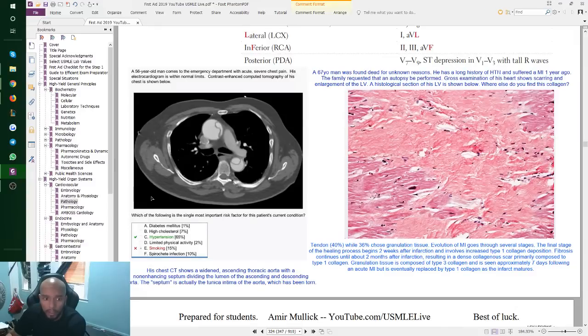And how did it occur? So they ask which of the following is the single most important risk factor for this patient's current condition. Now, I like the fact that they worded it like that because the most important risk factor is definitely hypertension. Well, smoking is a risk factor too. It's just they don't really want you to think of smoking when it comes to this. Alright? So of course you're never going to get a question of which one of these things is definitely not a risk factor and then you pick smoking. That's never going to happen.